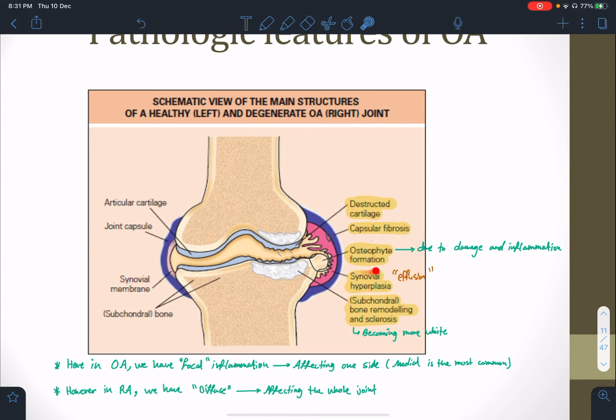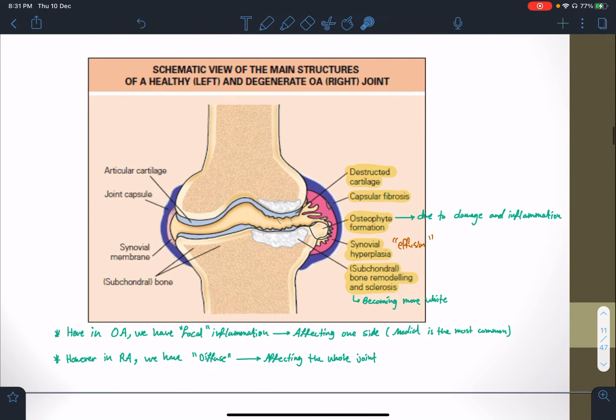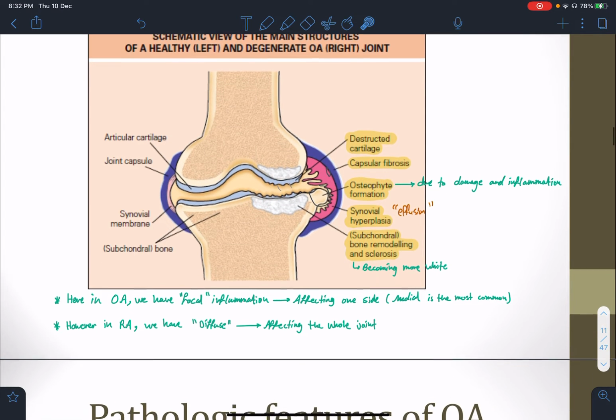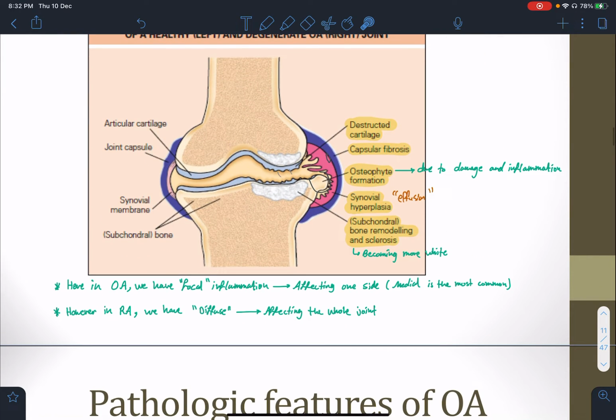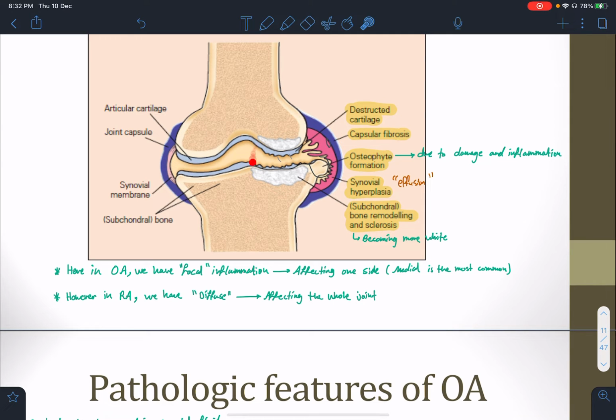So the osteophyte formation, I've mentioned, is due to the excessive stress and inflammation and damage. The synovial hyperplasia is due to the effusion and the increased pressure. And the subchondral bone remodeling, sclerosis, is where excessive stress has been happening. These are the pathological features of osteoarthritis. In osteoarthritis, as you notice, we have focal inflammation. We don't have it on both sides. We have a focal inflammation affecting one side, not both sides. It says the medial side is the most commonly affected side.